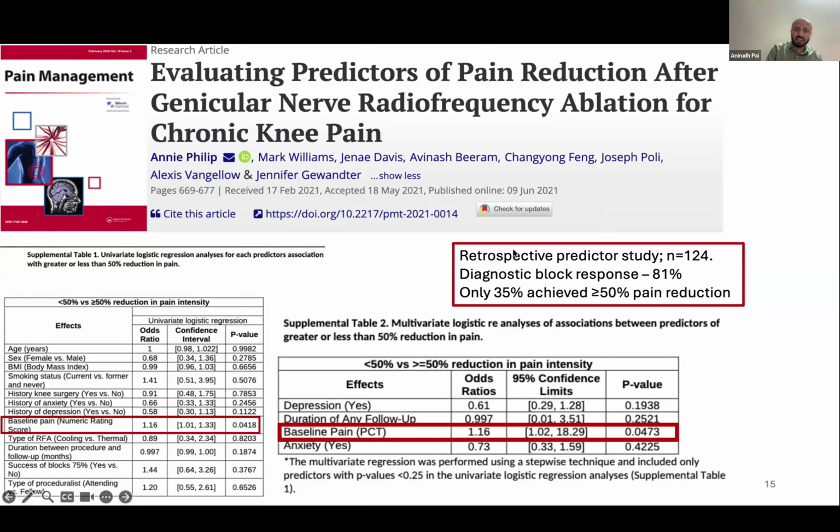It's very interesting to note that in these patients, 81% had a positive response to a diagnostic block. That is, with the diagnostic block, 81% of patients had pain relief. But then again, post RFA, only 35% achieved pain relief.